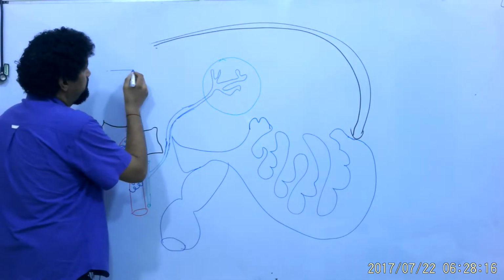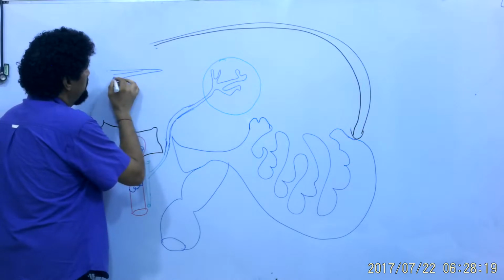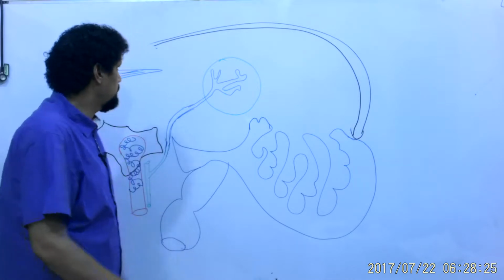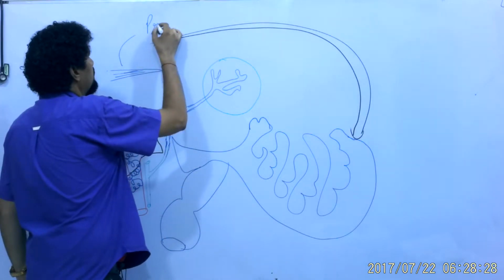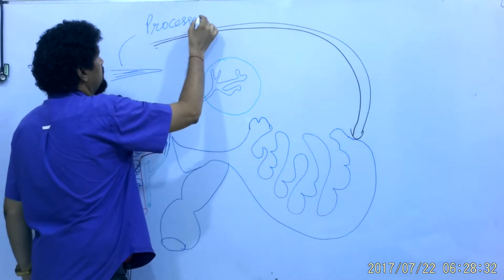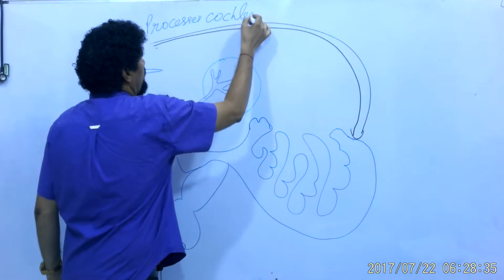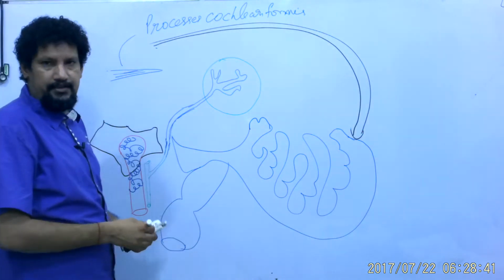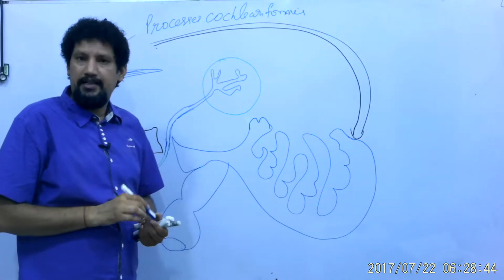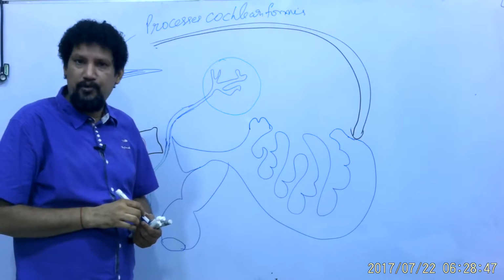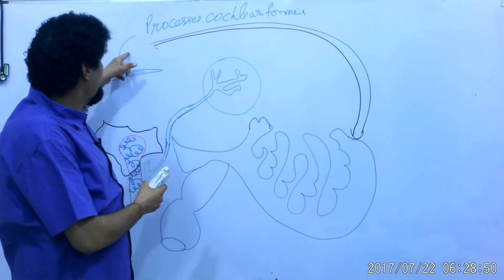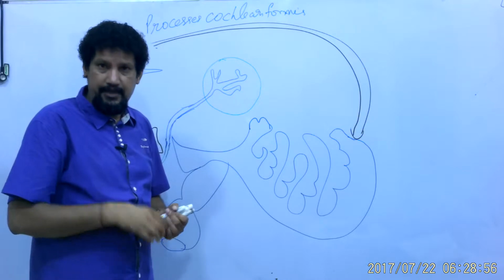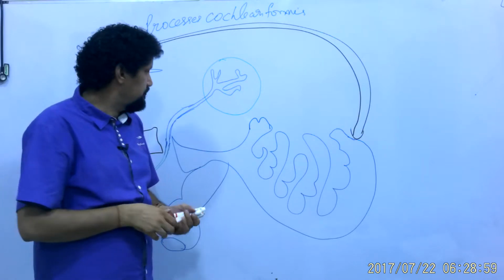This is the processus cochleariformis, which is separating the canal for the tensor tympani muscle and the auditory canal, and also providing the site for the winding of the tensor tympani muscle to be inserted on the handle and neck part of the malleus ossicle.